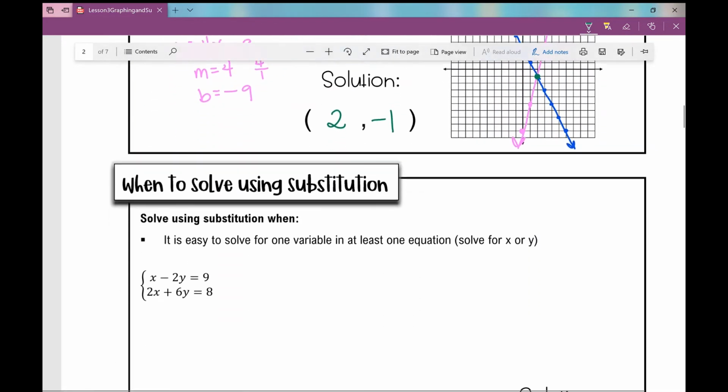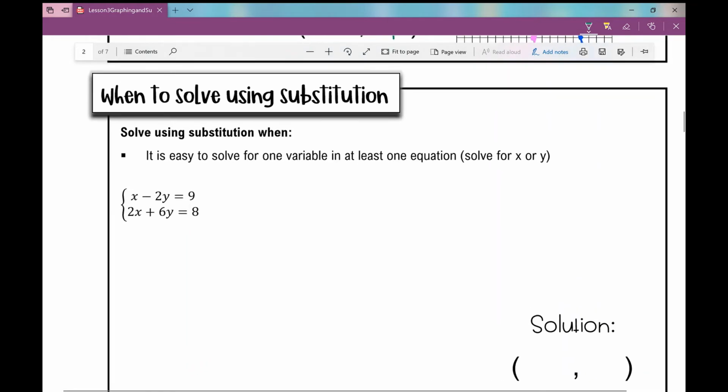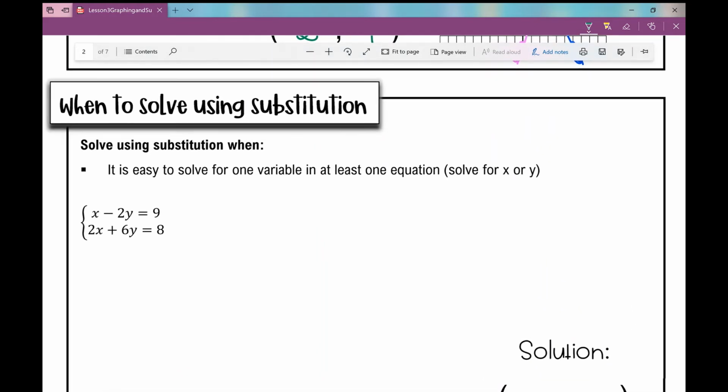Now, when might be a good idea to solve using the substitution method? I always have students that prefer a method, and my Algebra 1 students typically don't like substitution. They like graphing. My Algebra 2 students always love the elimination method, which you're going to see in future lessons. So solve using substitution when it's easy to solve for one variable in at least one equation, meaning you get x equals or y equals. If you can get one variable all by itself pretty easily, then it might be a good idea to solve using the substitution method.